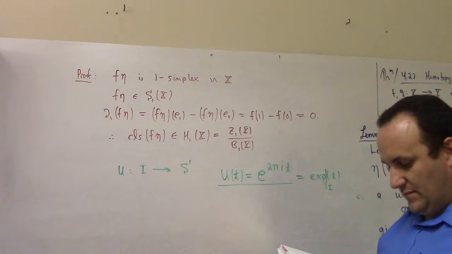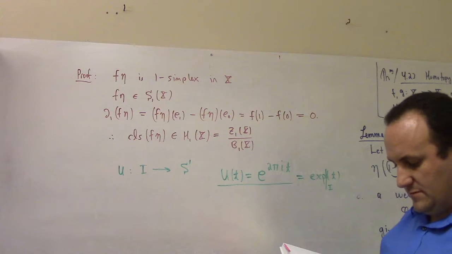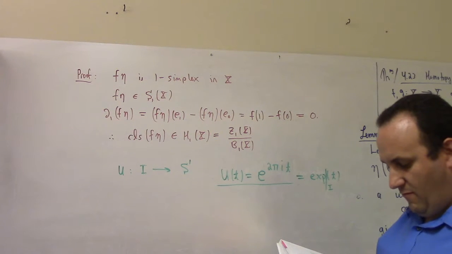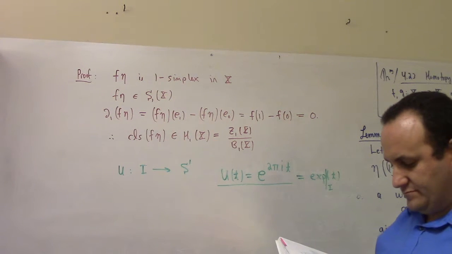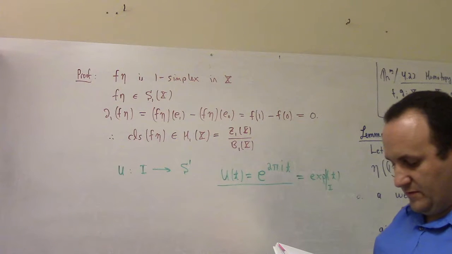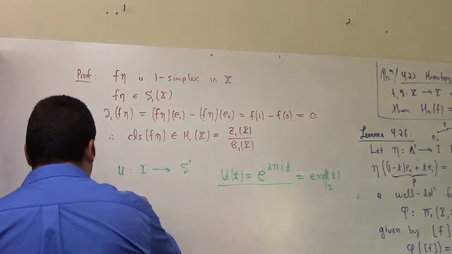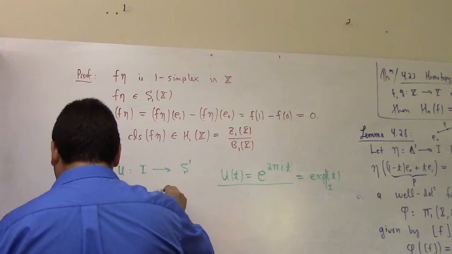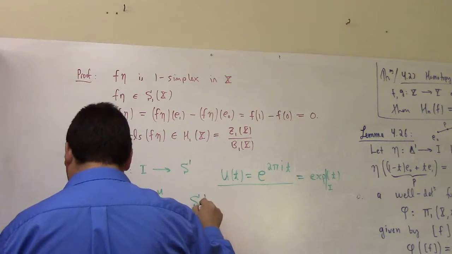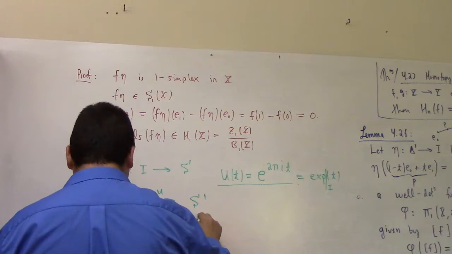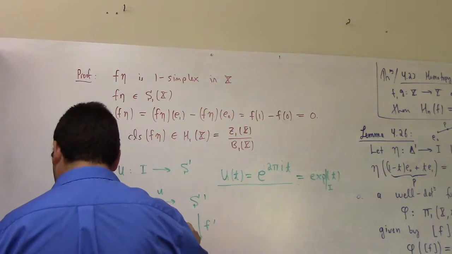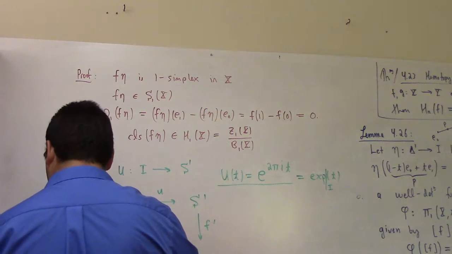Then U eta is a 1 cycle in eta 1 in S1. And we saw in exercise 3.2 there's a map f prime from S1 to x, making the following diagram commute. So we have I, we have U, we have S1, we have the f prime map by the exercise, we have f.